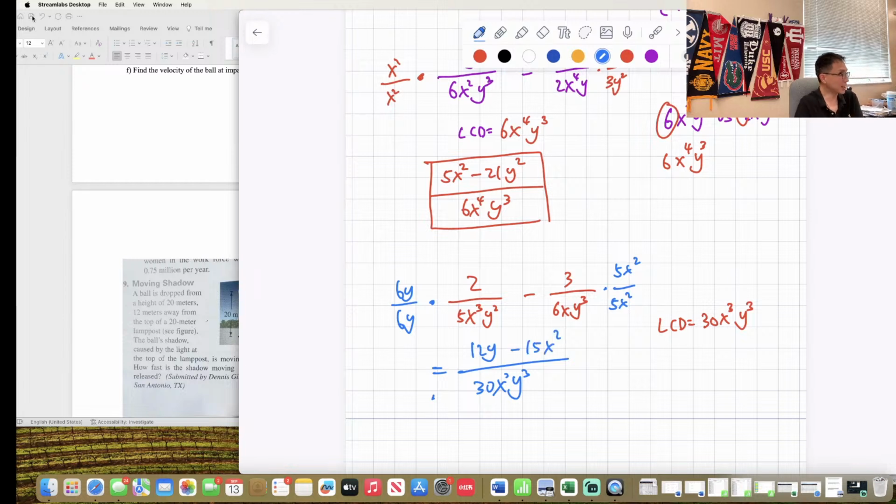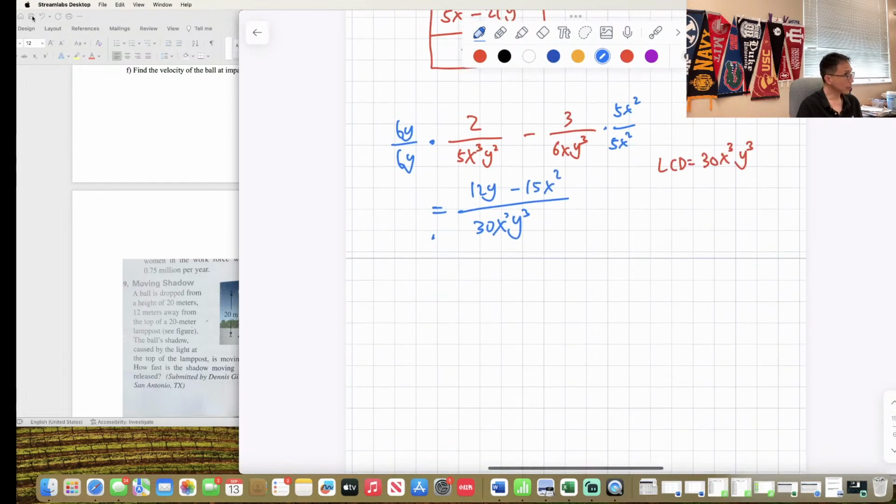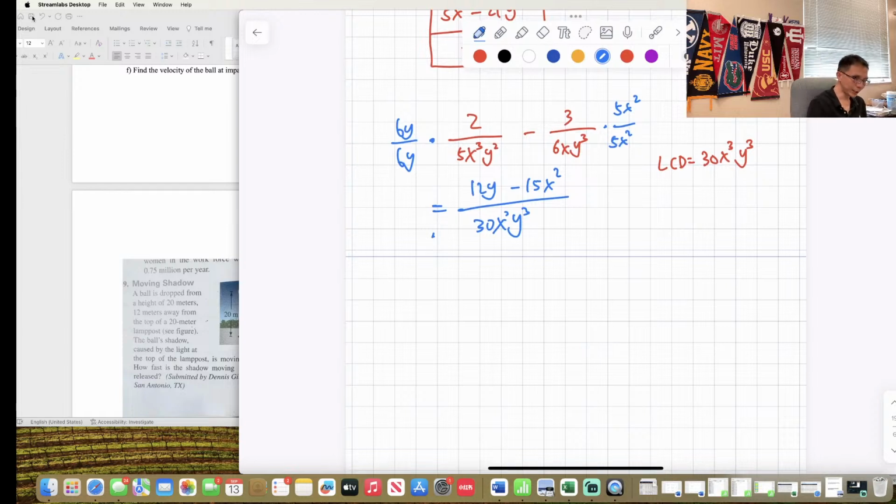Is there anything I can simplify? No. Don't simplify anything because it's adding and subtracting on top. It's not a factor. If it's a factor, you have a parenthesis with x, y on the top, then you can cancel the x, y. So make sure you don't make those mistakes. Is this okay? Okay, so how do I subtract this?